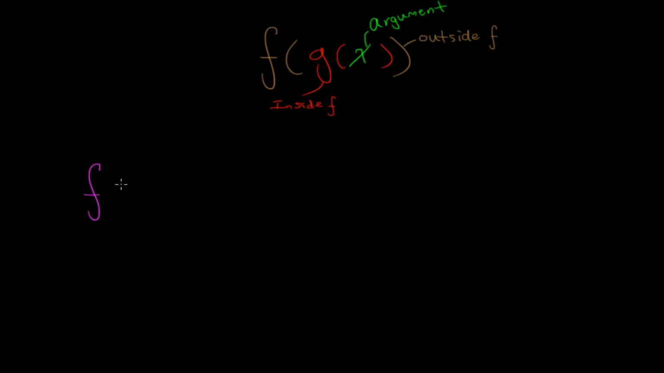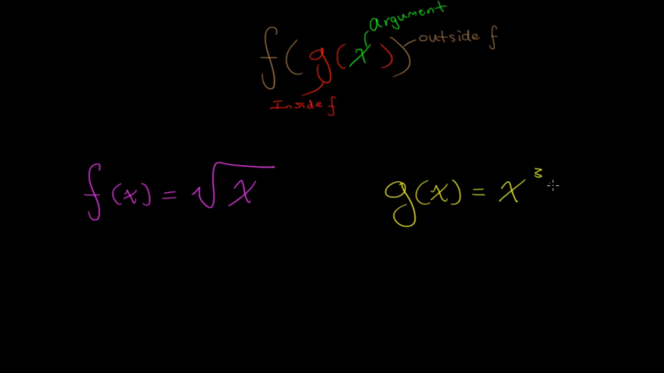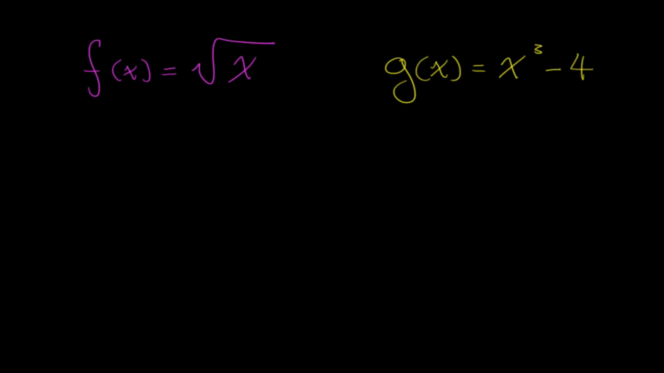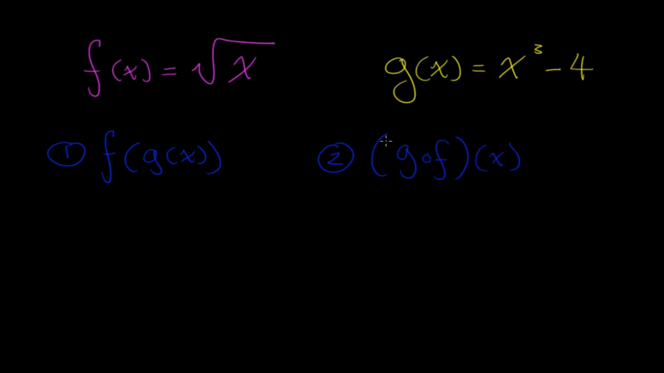So let's just say f of x is equal to square root x. Make it simple. And we'll also say that g of x is equal to x cubed minus 4. Why not? Alright. So now let's do some examples. What would f of g of x look like? And then number 2, what would g of f of x look like? Notice I'm using two different notations.